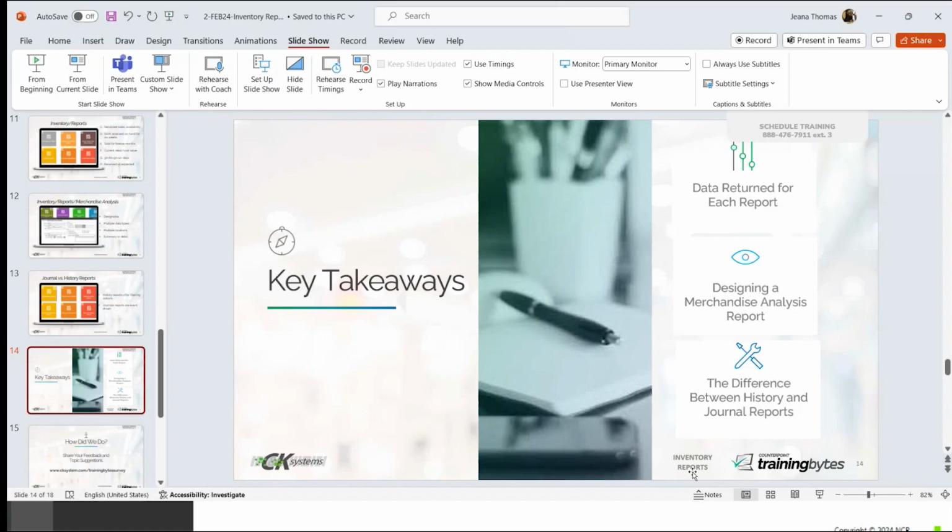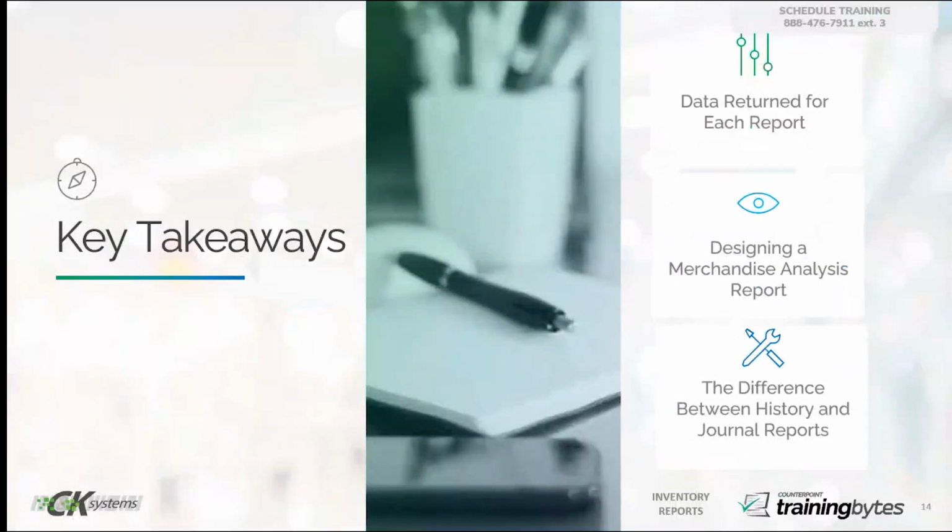And from the current slide. So hopefully in this presentation, you learned a little bit, in a nutshell, the data those first 15 reports will return. You understand that you can arrange those reports a little bit differently by using report and option dropdowns. So get in and play with them, see what you like the best. Also remember, if you like something, once you've used a dropdown, go down to options and save the parameters. And then for those of you that want a little more control in the quantitative values that are being returned, designing a merchandise analysis report is the way to go. And of course, the difference between history and journals.